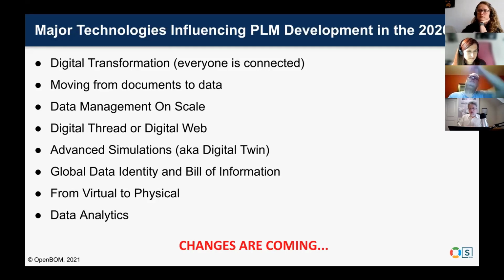But moving from documents to data is extremely important because it will make information granular and will remove this boundary of the document that sometimes is very artificial and doesn't help companies to manage information and make information available for people.